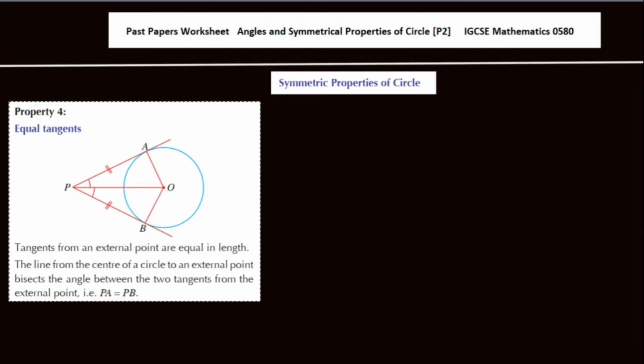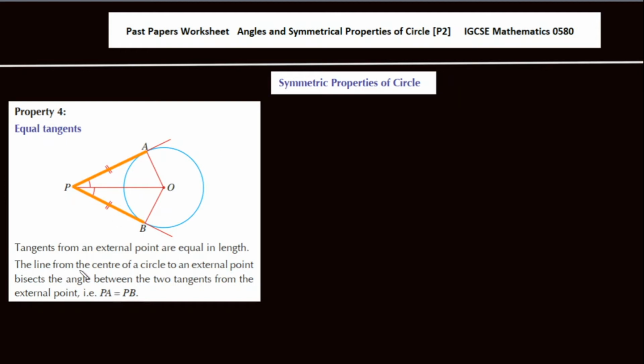The next property is that the tangents from an external point are equal in length. So if we have a starting point indicated by P here and two tangents are formed from here and touch the circle, then these two tangents, these two orange lines, are equal in length.